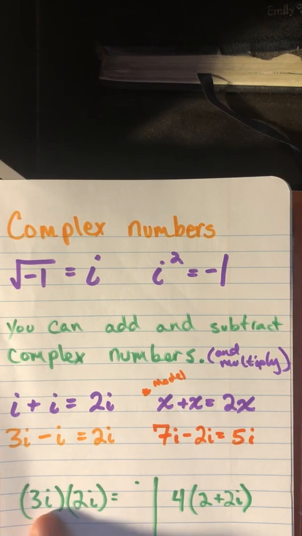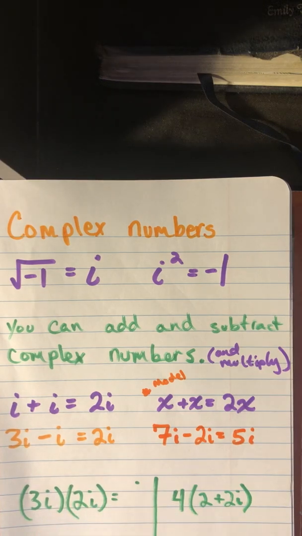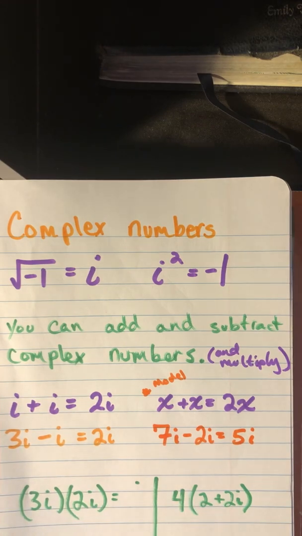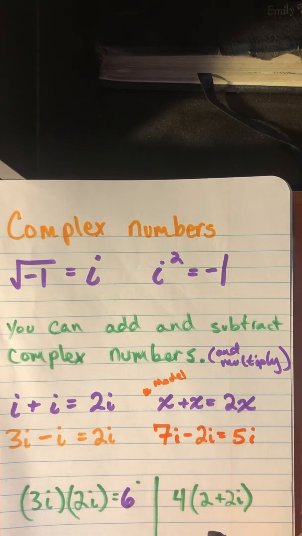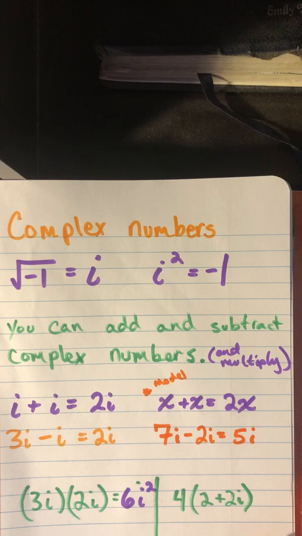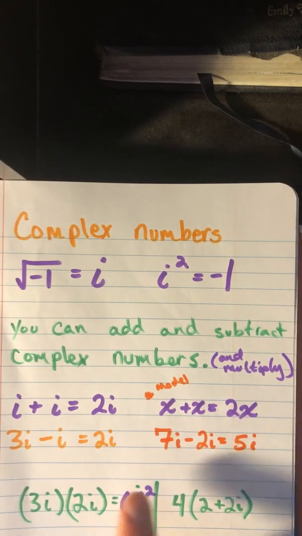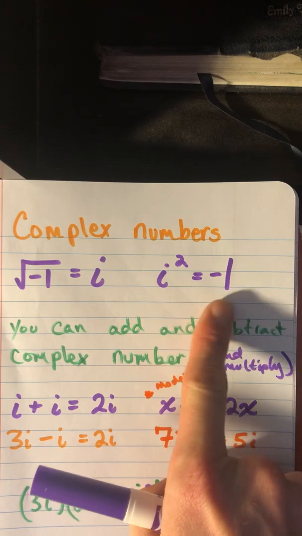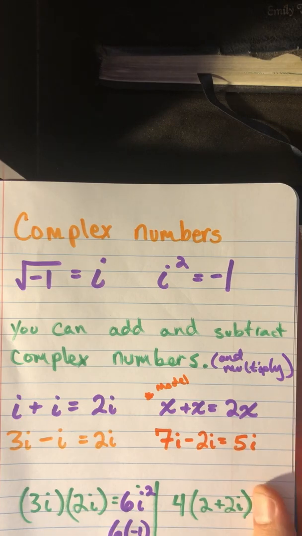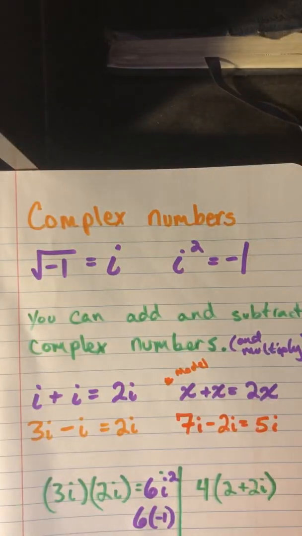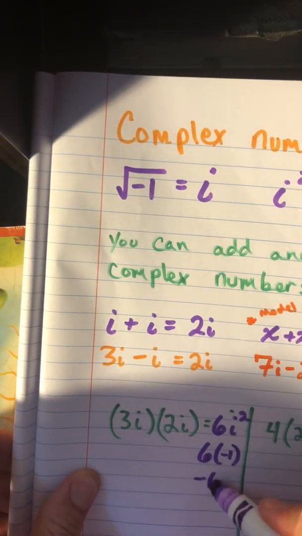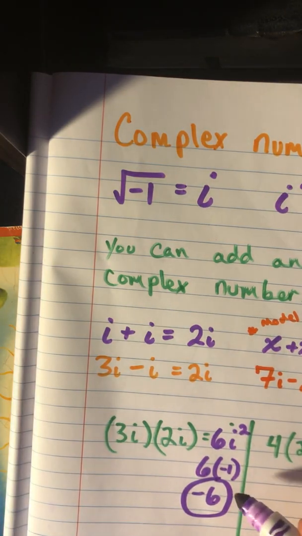So right here with the parentheses, I'm multiplying, and 3i times 2i is going to be 3 times 2 is 6, and then i times i is i squared. Okay, and when you get to here, you need to go back to this rule that i squared is equal to -1. So I really have 6 times -1, and from that, it's going to be -6. So my final answer is -6.